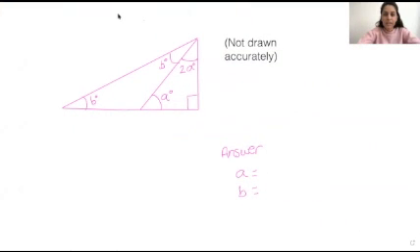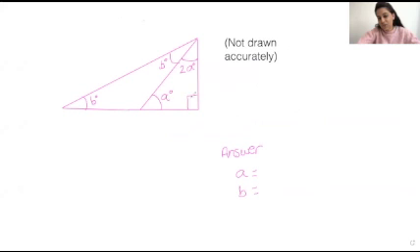So here we're given a shape. And within the shape, there are two letters, A and B. And we need to figure out what these letters represent as numbers. So let's give this a go.